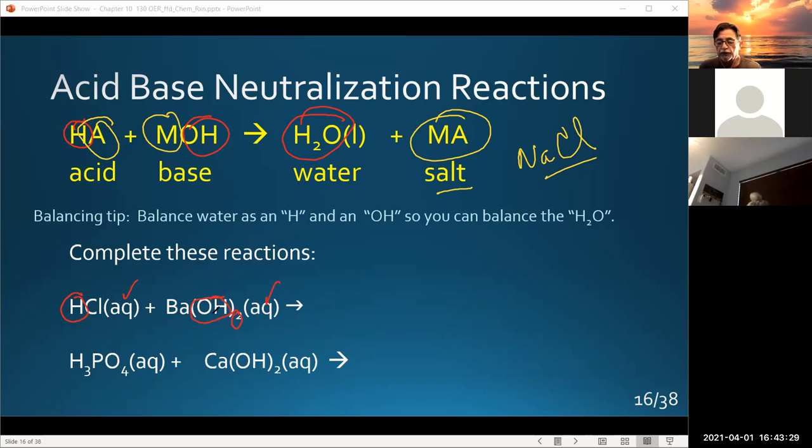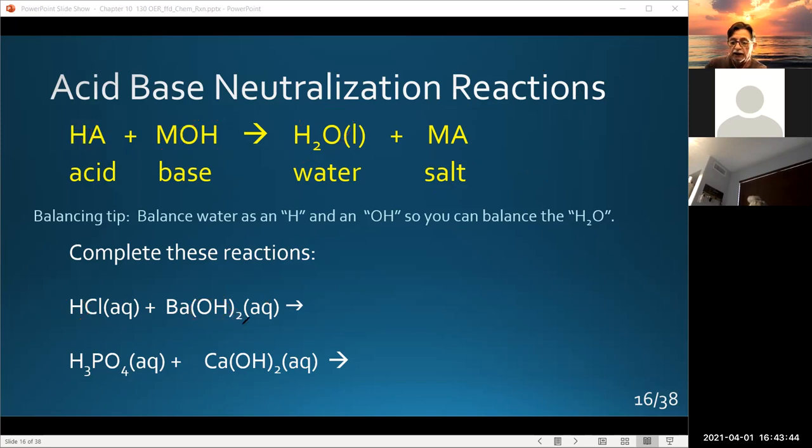I've got 2 hydroxides, so I need 2 protons to cancel out the 2 hydroxides. So I can very quickly put a 2 there. Okay, let me clear this up a little bit. I've got 2 hydroxides. This means I need 2 protons. With that being said, if I have 2 protons and 2 hydroxides, guess what? I'm making 2 waters. All right.